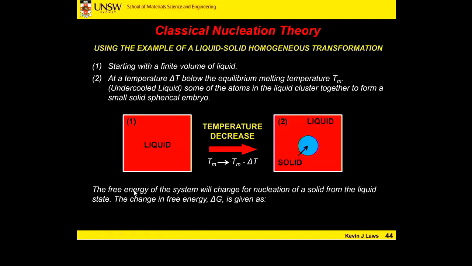Right. So as we decrease our temperature or increase our undercooling, the free energy of the system will change for nucleation of a solid from the liquid state. The change in free energy can be defined as follows. What we've got to keep in mind here is that we've still got this finite amount of material in this box. We're not changing that part of the system. And essentially to form a solid, we're taking material away from the liquid.